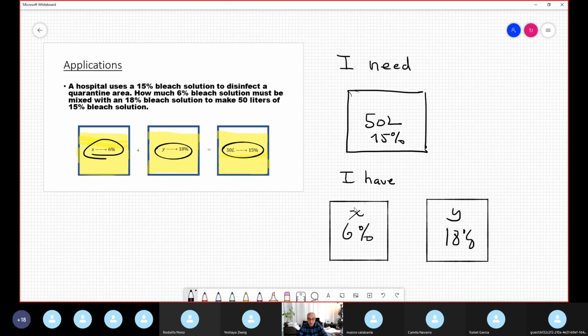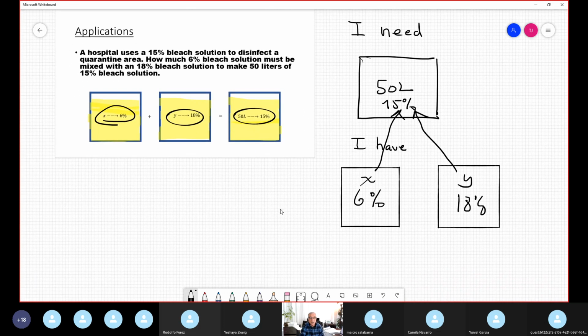When you put these together in the corresponding proportion, I have 50 liters of 15%. It makes sense because when you mix 6 and 18 together, the concentration you get is an intermediate value of 15. Makes sense or not? Yes. Excellent. Now I derive these two equations. The first equation is the volume equation.